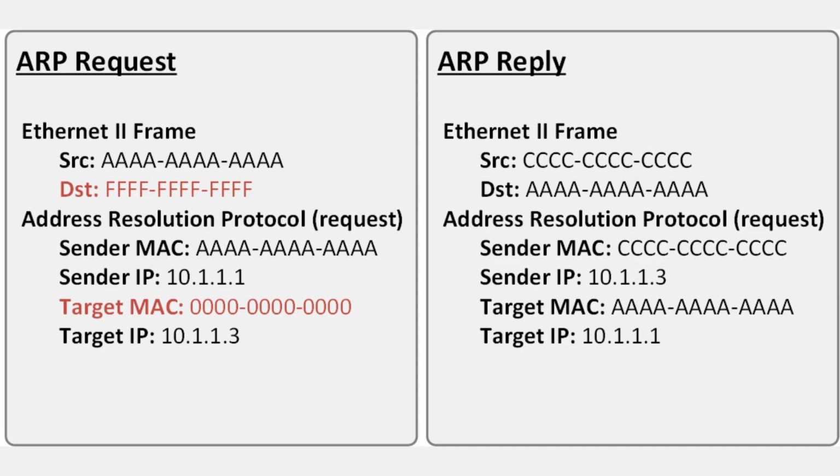How ARP works. ARP uses broadcast communication, one-to-all, in order to ask all end clients within a LAN, what is the physical address of a given IP?